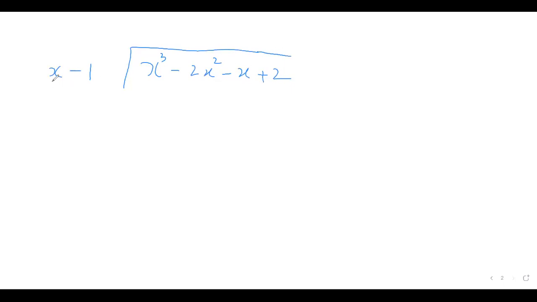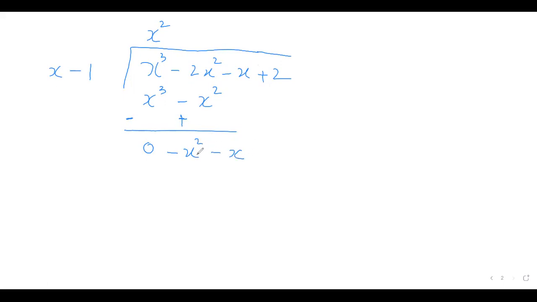So what should I multiply with x so that I get x cube? So I should multiply x with x square. So x into x square is x cube and minus 1 into x square is minus x square. So now I will subtract, minus and this becomes plus. x cube minus x cube is 0. Minus 2x square plus x square will be minus x square. Then I will write the second term, that is minus x.